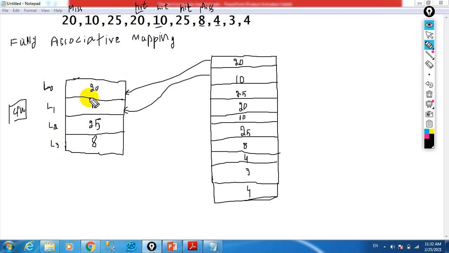So now the cache memory is full, so we need to replace it. The CPU needs this 4 to send to the cache memory, but the cache memory is full, there is no place in the cache memory. So what should we do? We should use the FIFO, first in first out algorithm. Okay, so now we will replace 20 with 4. So now we will remove this 20.